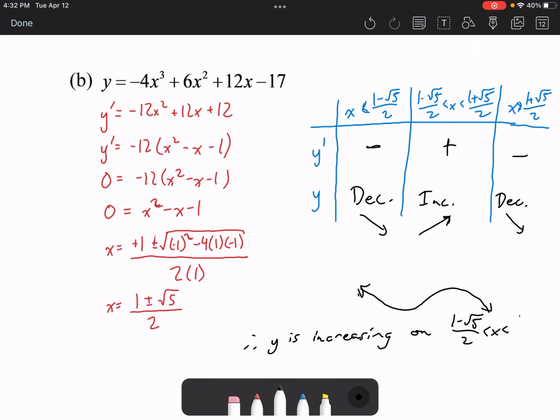Again, you can approximate these values if you'd like. If you're going to approximate the values, make sure you approximate properly.